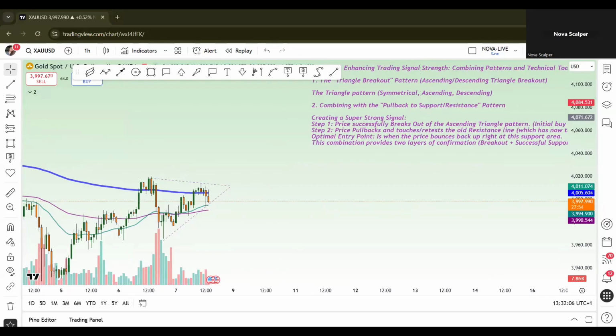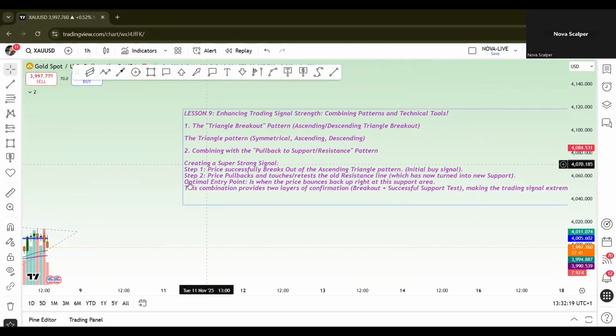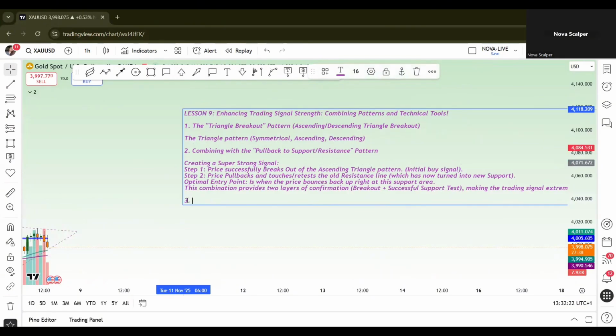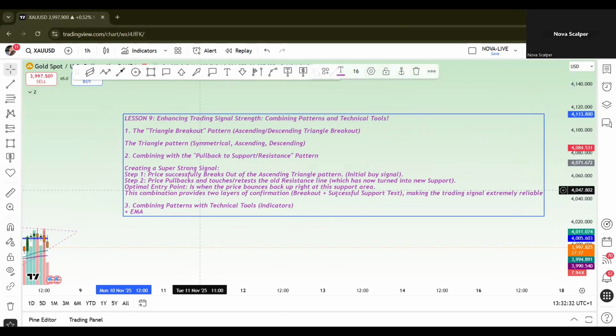And the next method, we will combine patterns with technical tools. Technical tools, and the first one is, yeah, this is my favorite technical tool. I always use it in my trading analysis. EMA.